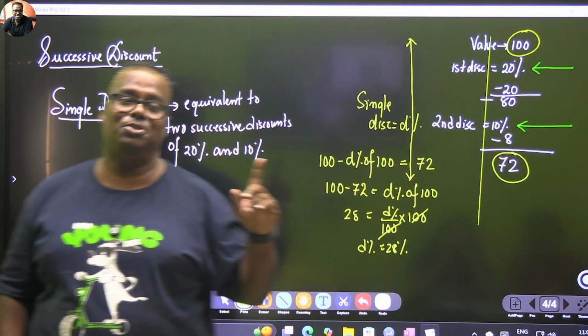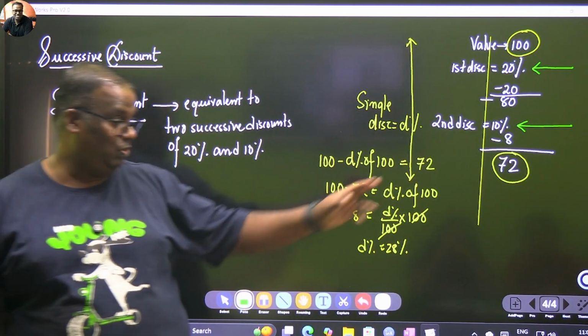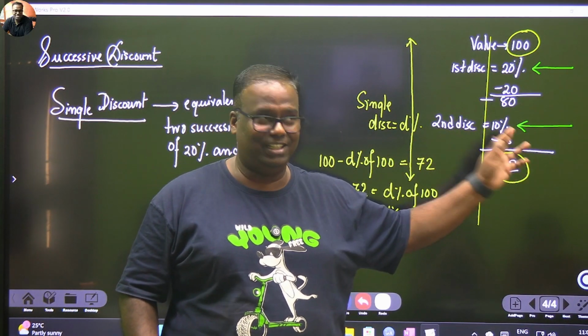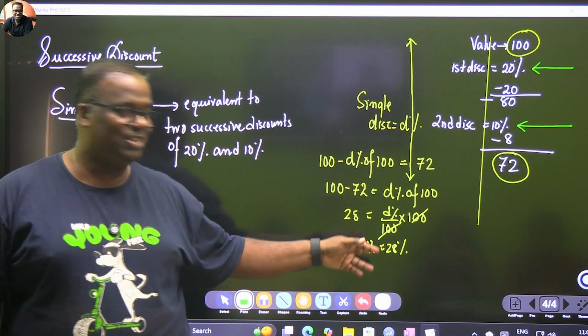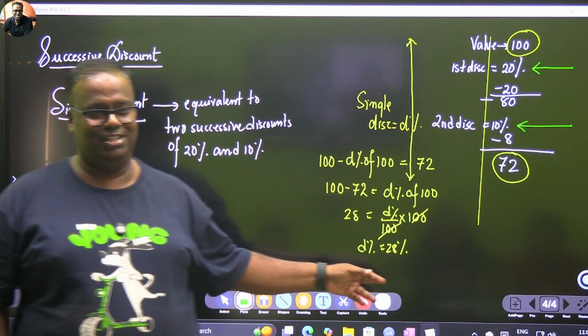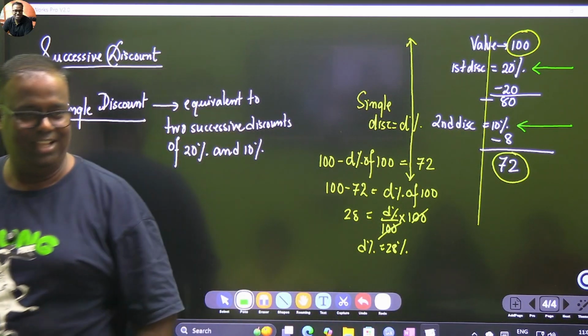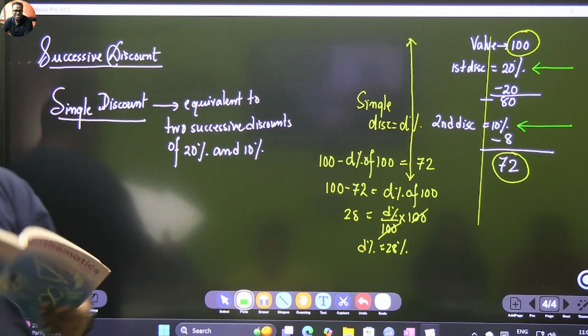Successive discount is always a trap. You feel that you got how much? 20 and 10, 30, 30 feeling हो रहा ना? But how much did you get actually? 28%. ठीक है? आइए.